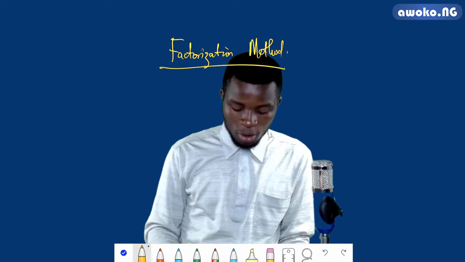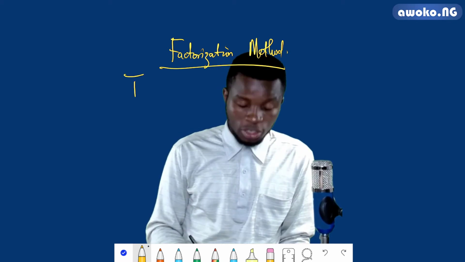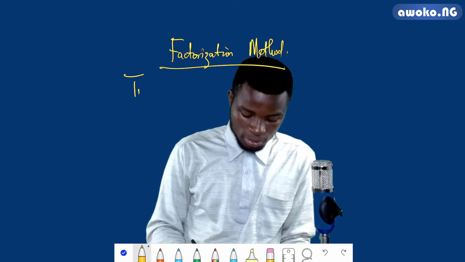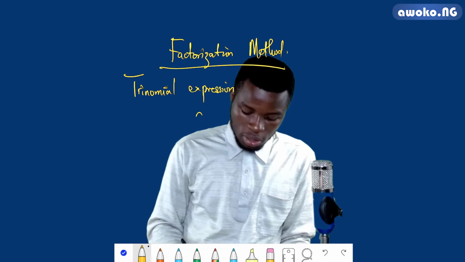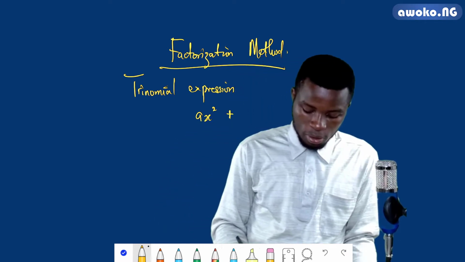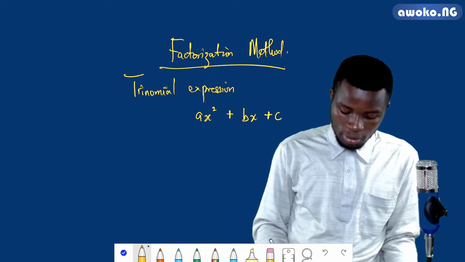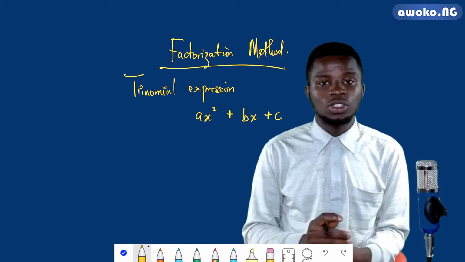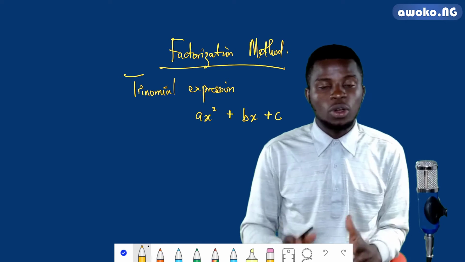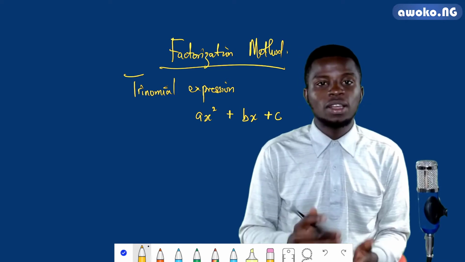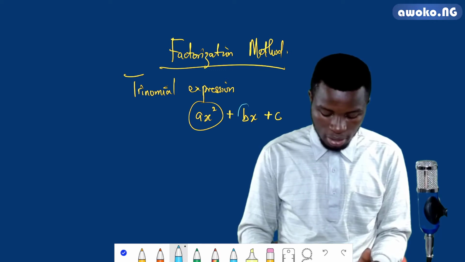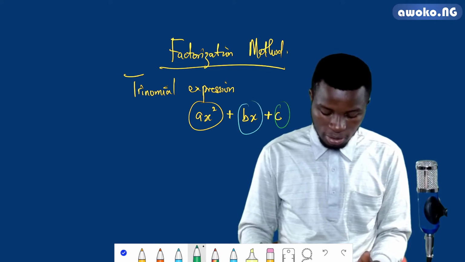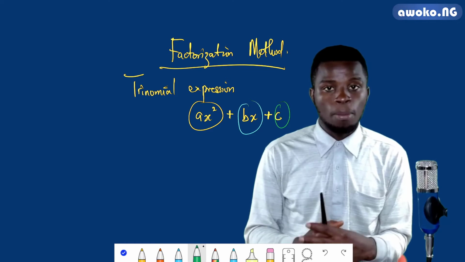So, method of factorization. Consider the trinomial expression ax squared plus bx plus c. We all know why it is called a trinomial. It is called a trinomial because it contains three monomials. This is the first monomial, while this is the second monomial, and c is the third monomial.